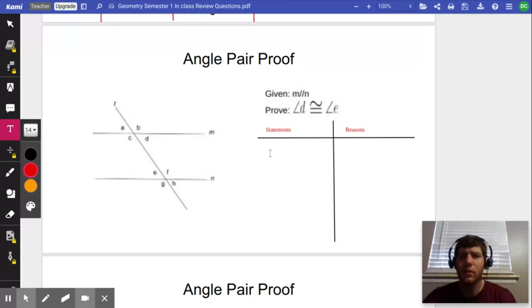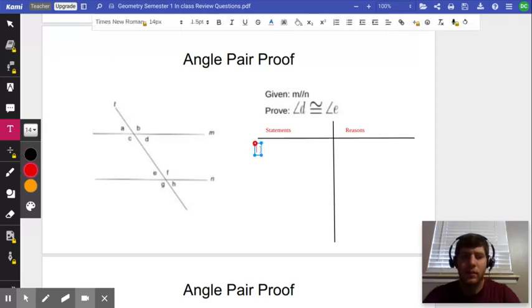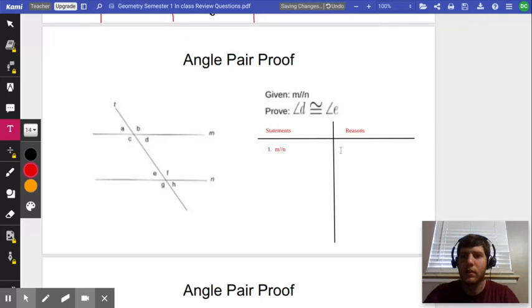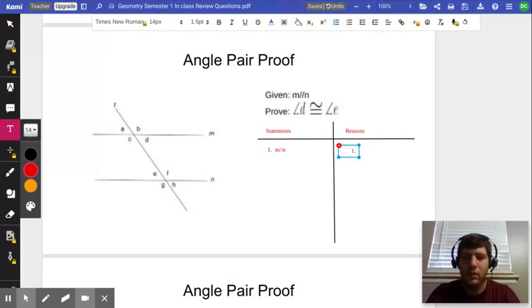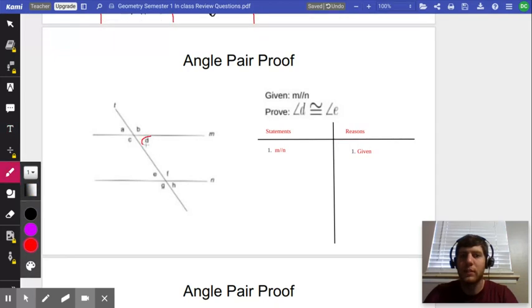All right, so we start off with our given here. For step 1, we know that M is parallel to N, and for our reason, that was given to us. Given. From there, we want to find a way to get from D to E without going directly from D to E. So we want to pick something that's congruent to D. So maybe H, right? Those are corresponding angles. Since the lines are parallel, D and H are going to be congruent, and that is the corresponding angle theorem.